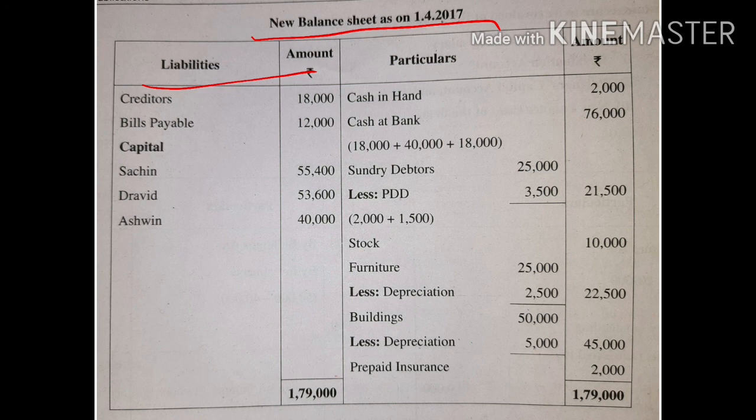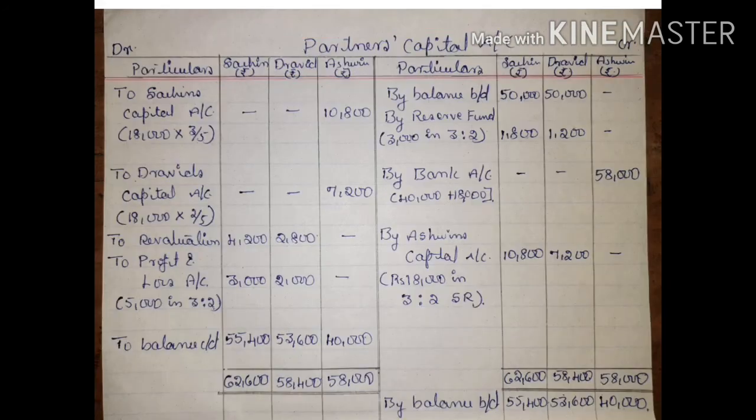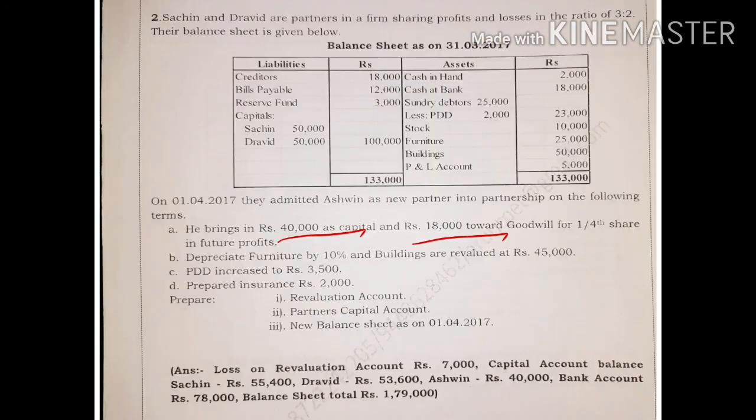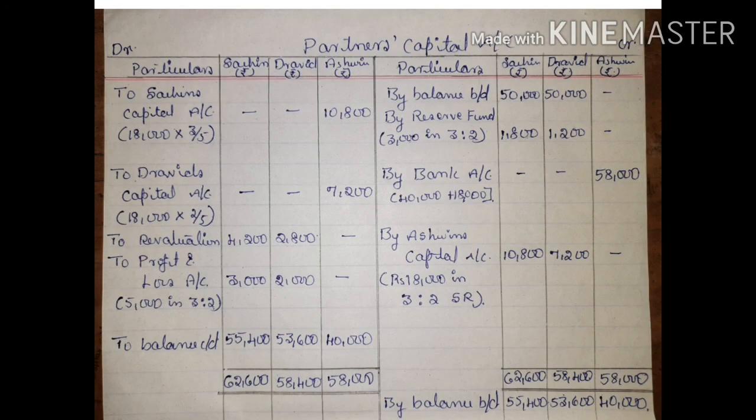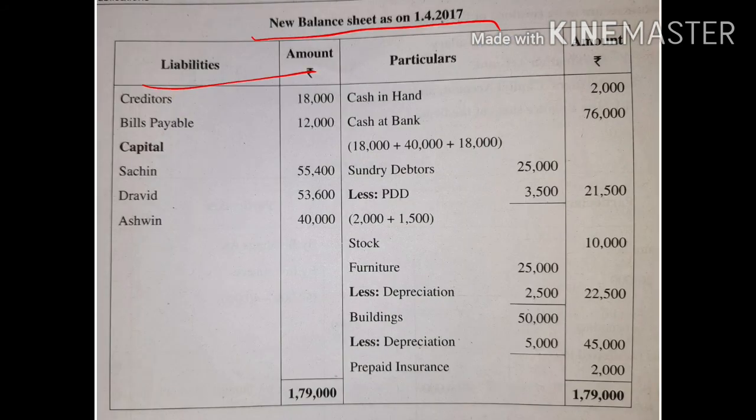So see the balance sheet information here in the question. So creditors 18,000. Is there any change here? Increase in creditors or decrease in creditors? No, there is no such information. So directly write down here creditors 18,000. There is no change, means as it is, the amount we have to write down.